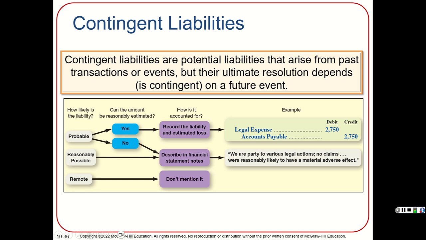So how likely is it, how is it accounted for? All right, so look at this, it's kind of a decision tree effect on its side. So if it's probable, you go on to the next question. If it's likely to be paid, it's very probable that's going to be paid, and you can reasonably estimate how much is going to be paid, then you record the liability and the estimated loss.